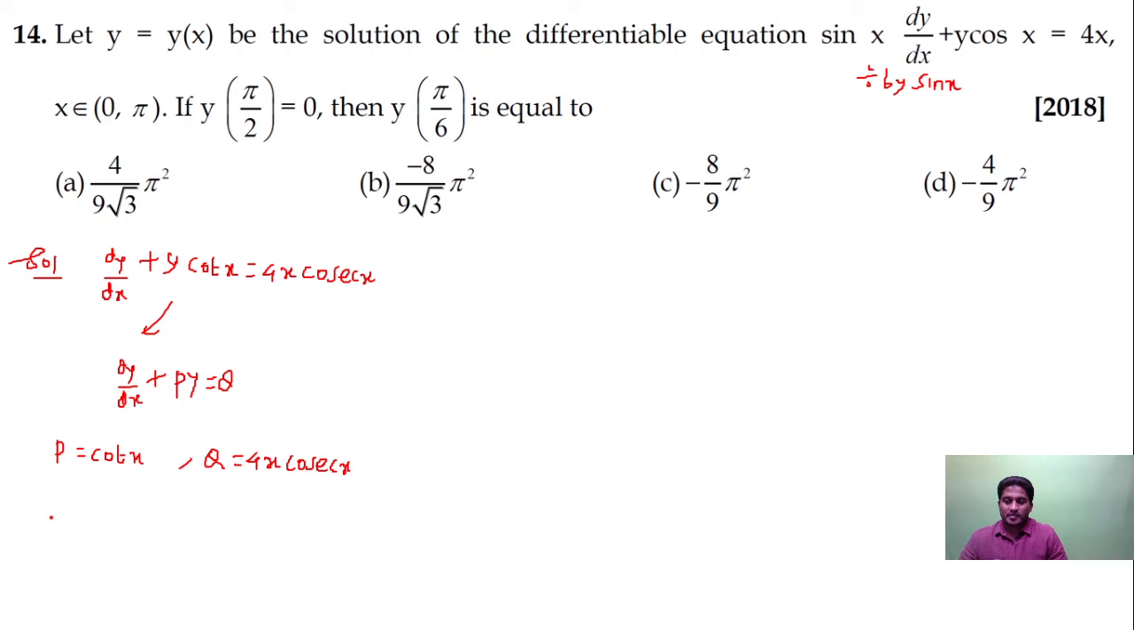Now the integrating factor is equal to e to the power integral p dx. Integration of cot x is log sin x, and e to the power log sin x is equal to sin x only. Now the solution is y into the integrating factor is equal to integral q into the integrating factor dx plus c.